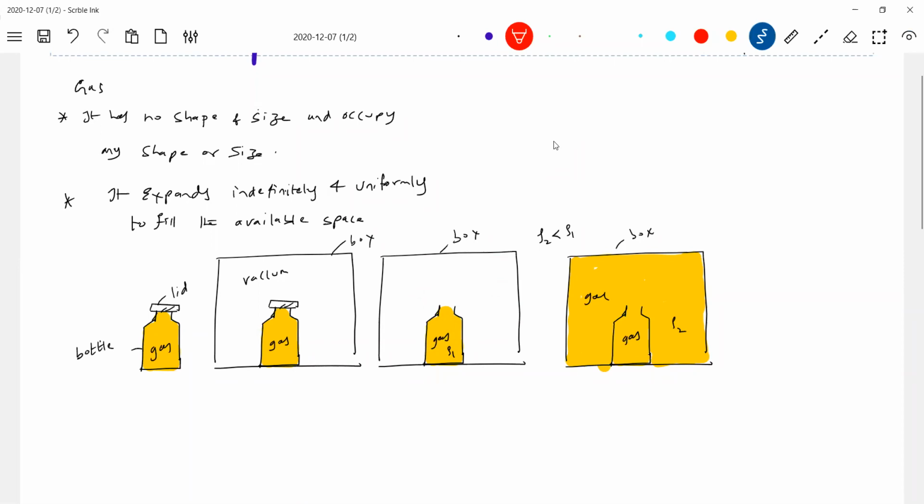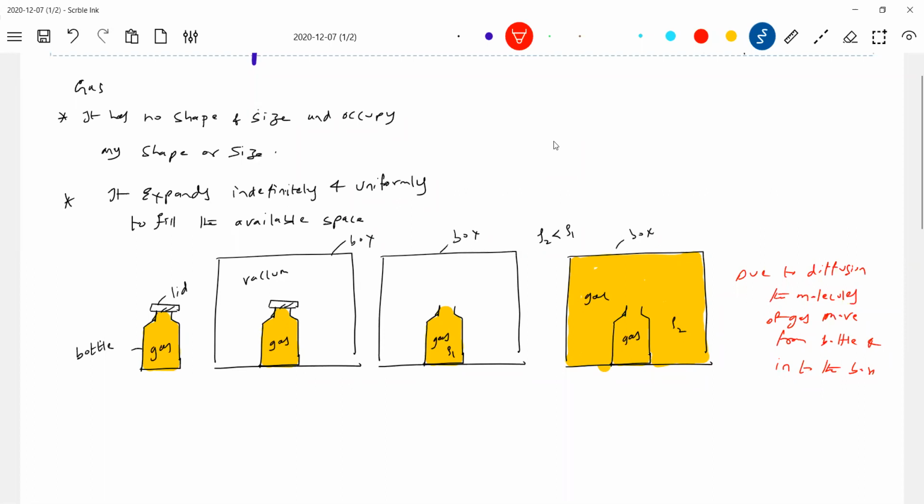So why does this happen? Due to diffusion. So we'll write it here: due to diffusion, molecules move from the bottle and into the box. Okay, so these are some very fundamental properties.